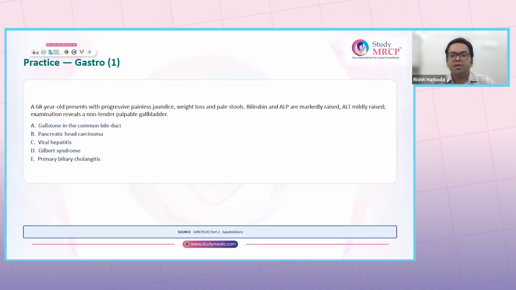You can actually type in your answers in the chat box. So we can actually know.